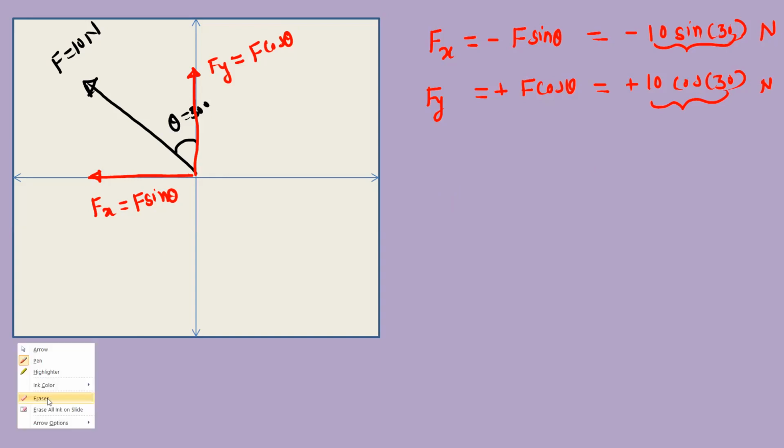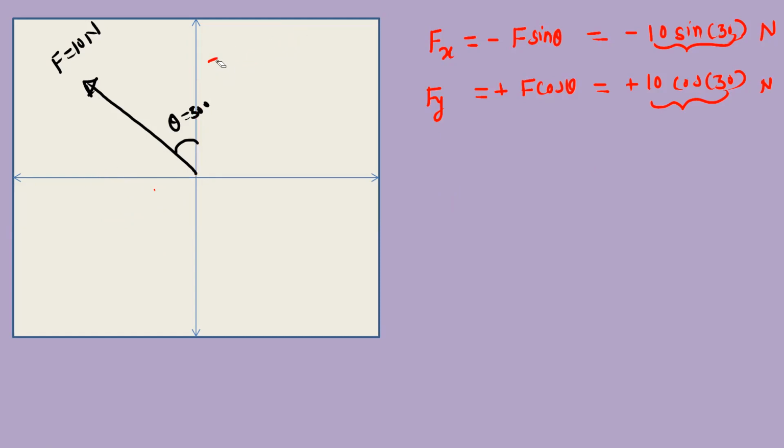Now here, when we resolve the force, we show the components exactly at the starting point of the given force, that is the initial point. But we can also show these components at any other point on this line of action. Okay, the effect will not change. So instead of the starting point, that is point O, we can resolve the given force at any other point on this line of action.